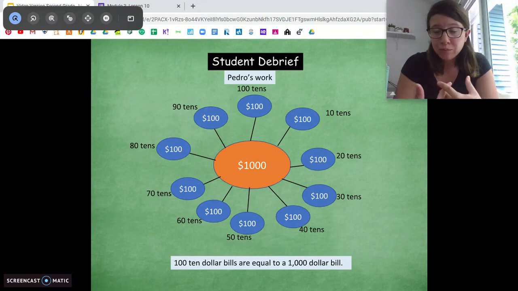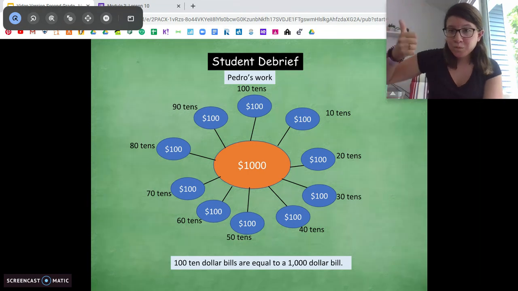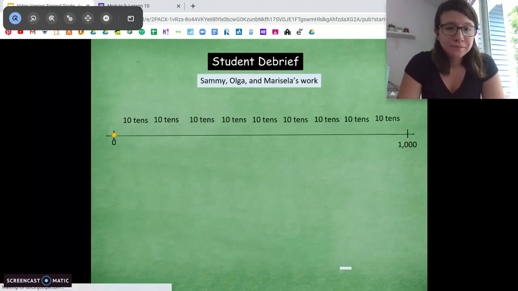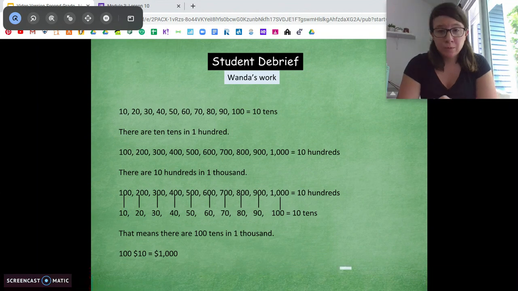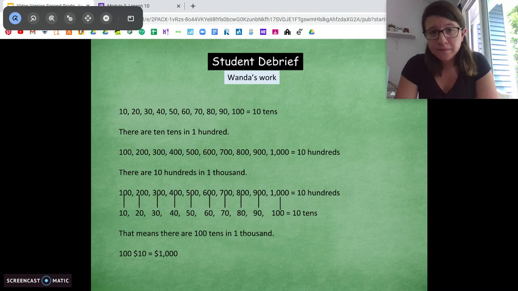So Pedro and Brandon got the same answer. Did you solve it this way or did you solve it a different way? That's fine. They both got the same answer using different strategies. That's awesome. And you might have done something different too. All right. I'm going to show you Wanda's work. So I want you to take a second, look through this with someone and talk to them about what Wanda did. Pause the video, turn and talk.